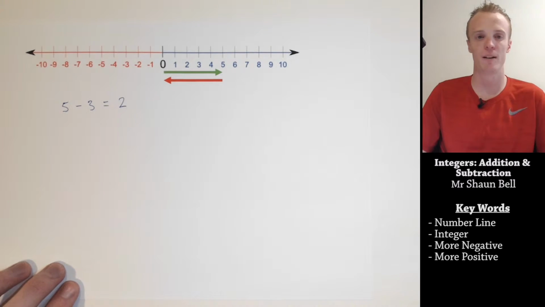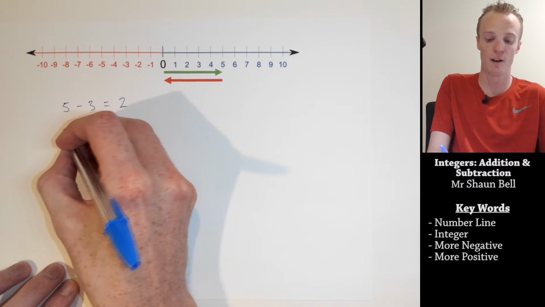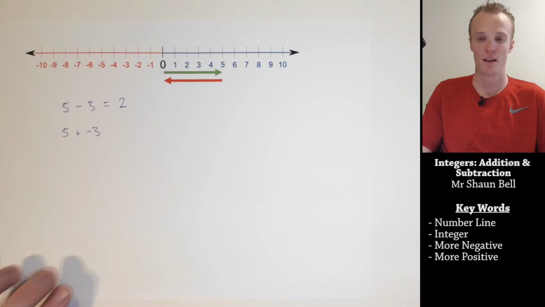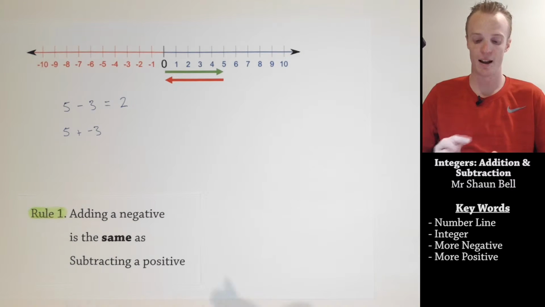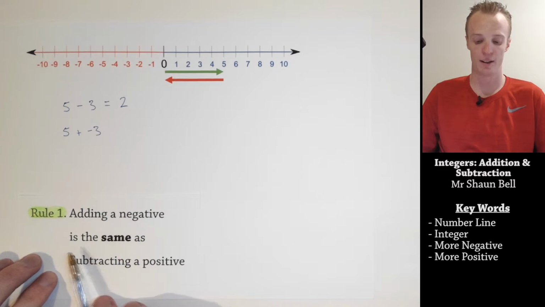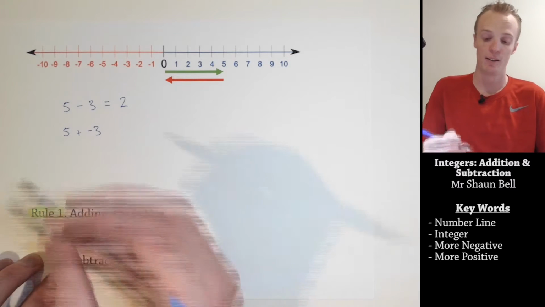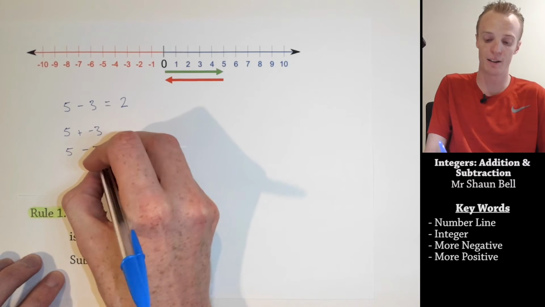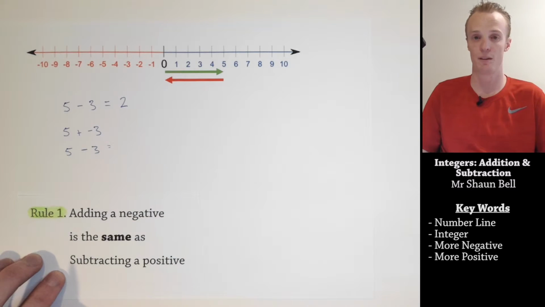Now this problem can be written in another way. We can rewrite this problem to be 5 plus a negative 3. Now if we bring in rule number 1, that states that adding a negative value is the same as subtracting a positive. So here we're adding a negative value. So we can rewrite this as 5 subtract 3, which is the same problem that we started with.